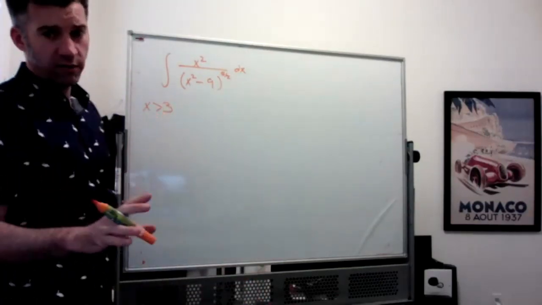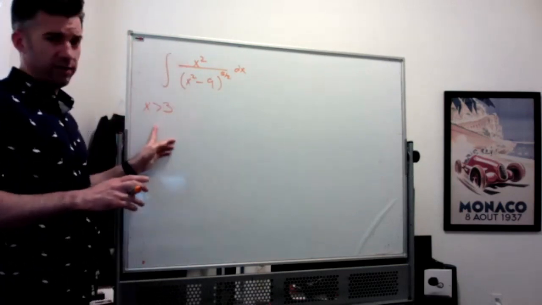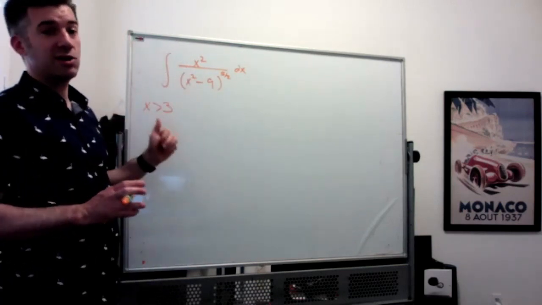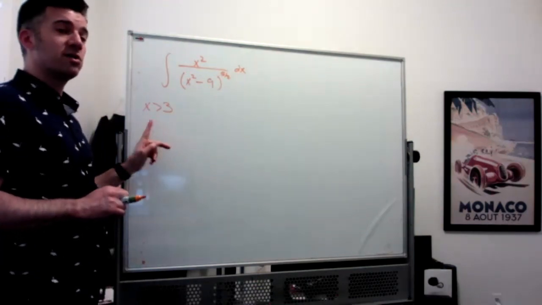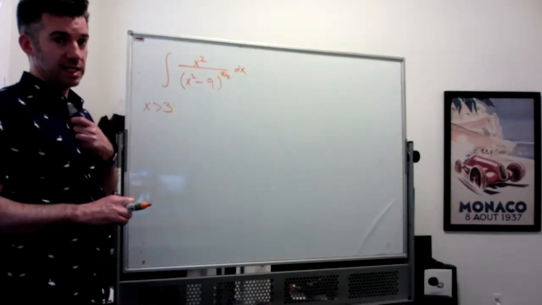I know all of you, or most of you at least, have some sort of problem like this, and you have some sort of specification like this. This is actually a clue. If you see this clue, you should automatically think my trig sub is probably a secant.